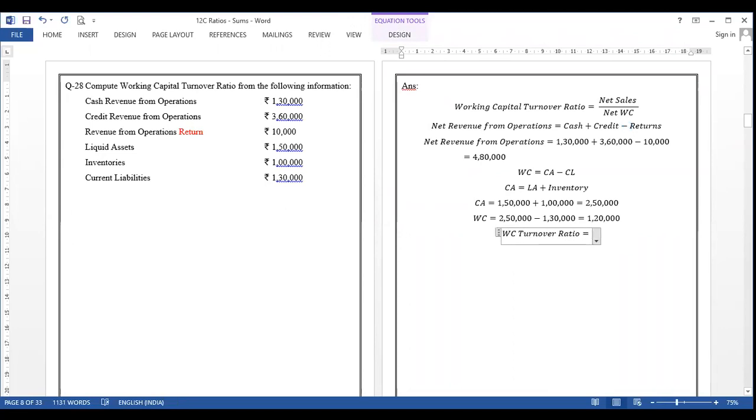Net sales was 4,80,000, right? To be divided by working capital, that's 1,20,000. So how much is the answer? 480 divided by 120. It's easy to calculate. That's 4 times. Done.